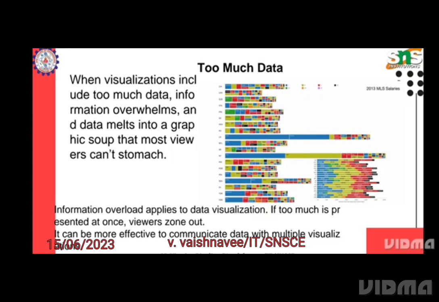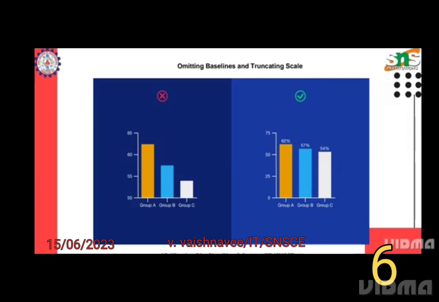Next, too much data. When visualizations include too much information, it overwhelms the data and melts into a graphic soup that most viewers can't understand. Information overload applies to data visualization. If too much is presented at once, viewers zone out. It can be more effective to communicate data with multiple visualizations. In this data, there are multiple colors and multiple lines. Here, the second image is easy to understand.